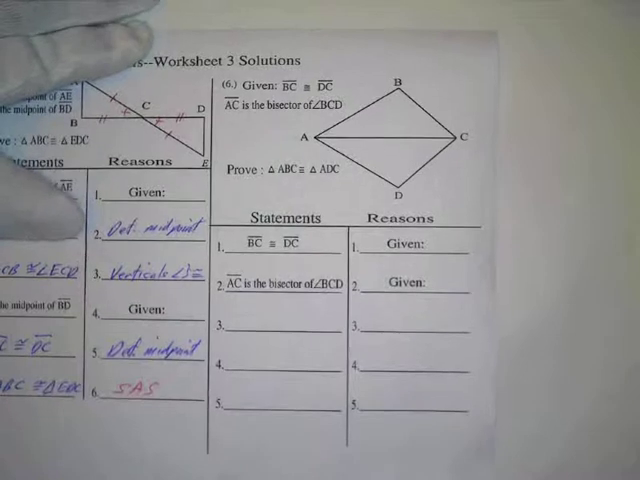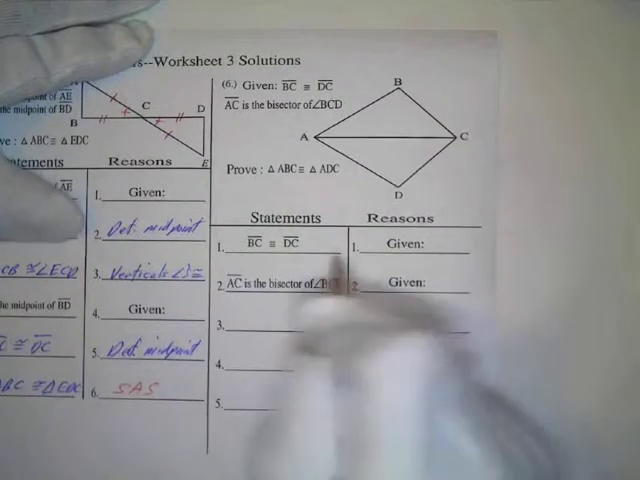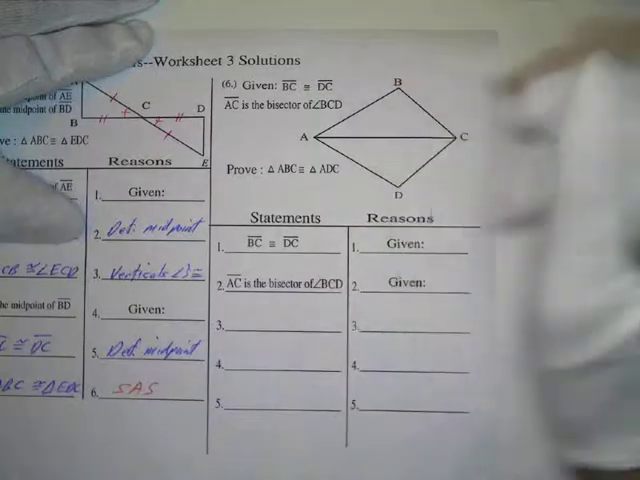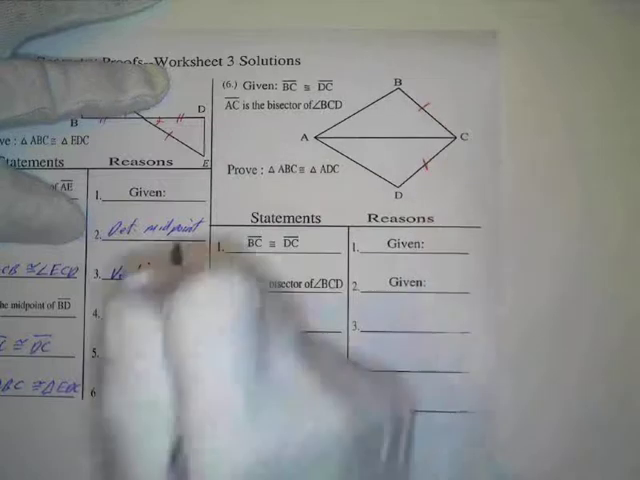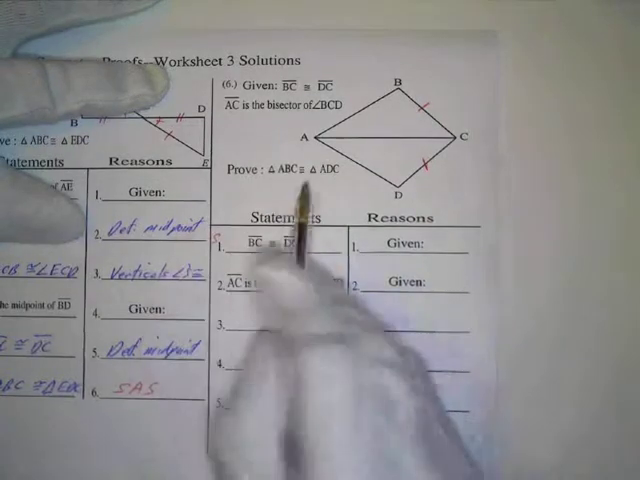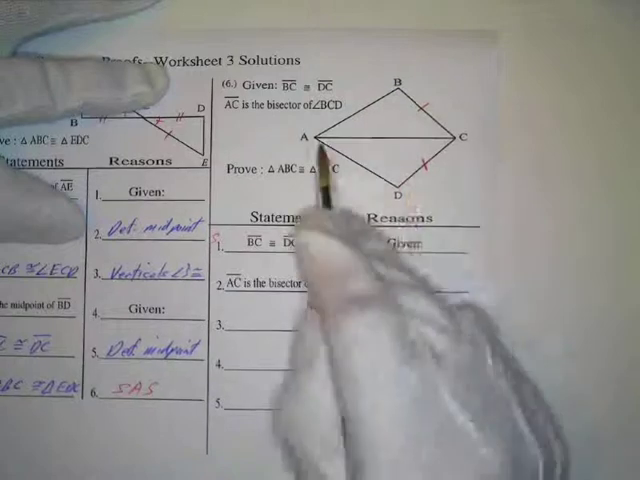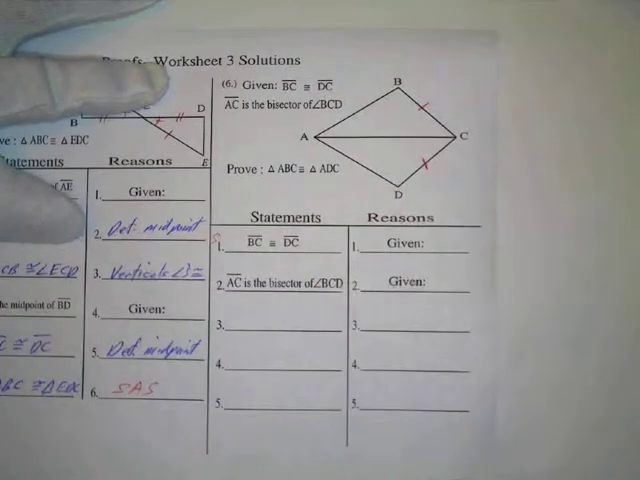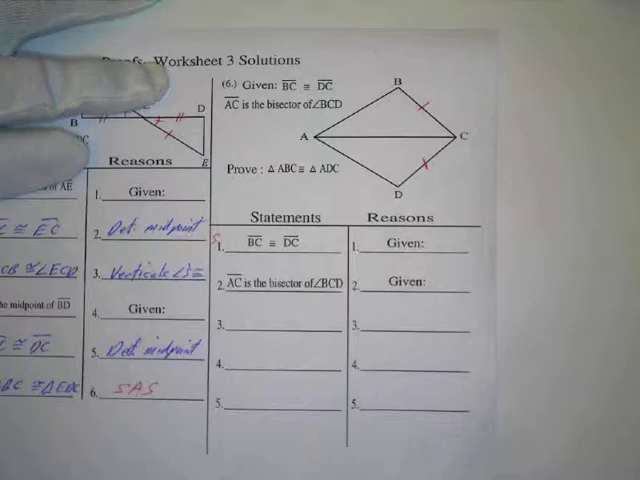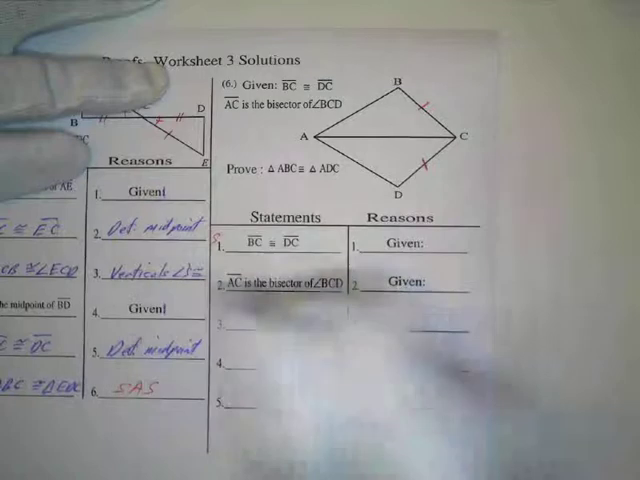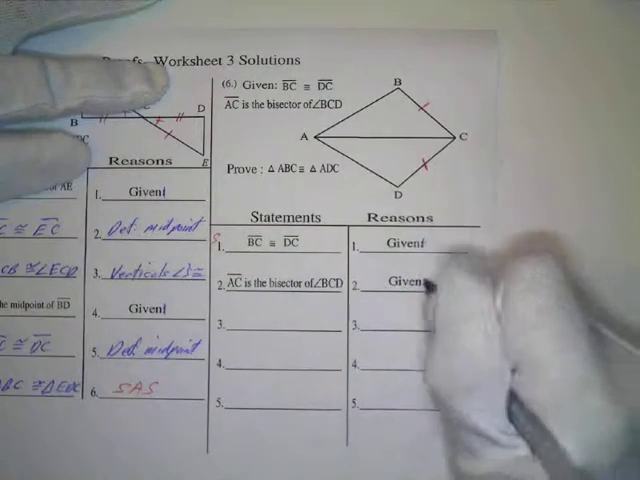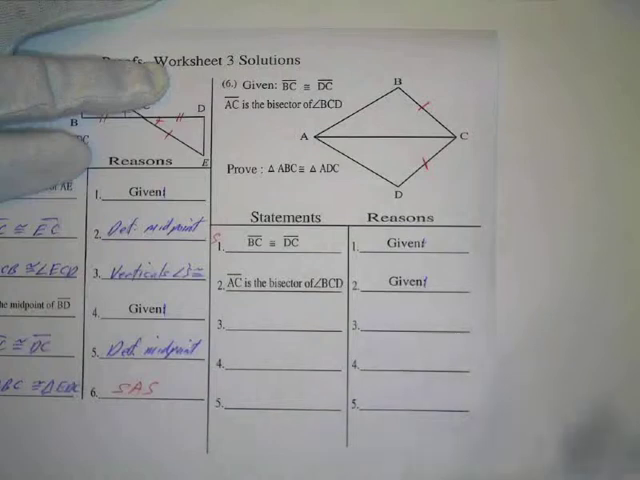Okay, and then the last one, number 6. Given that BC is congruent to DC, so that was given, so I already put that down here. BC is congruent to DC. That gives me a side, because again, we're trying to prove triangle ABC is congruent to triangle ADC. So that gives me a side. I wrote my givens here. Semicolon, sorry about that. So it's given.